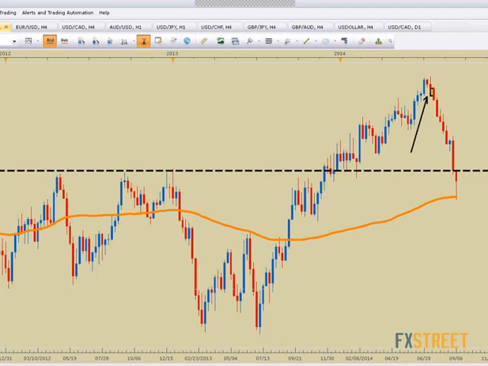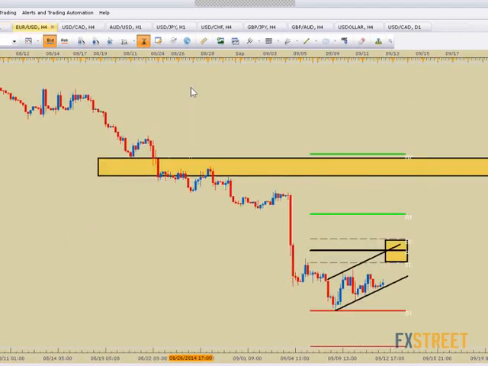I don't think there's a way to specifically quantify that, Manoj, and I'm sorry about that. But to me, larger time frame indicators, by their nature, taking in more data, are going to be a little bit more valid than tighter time frames.